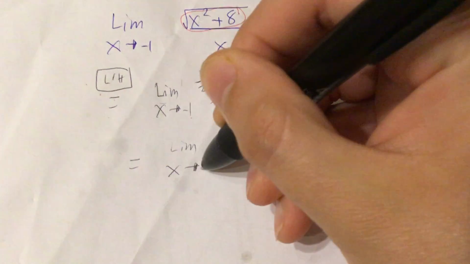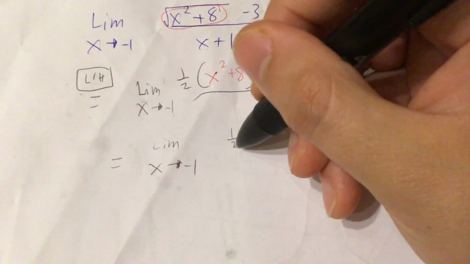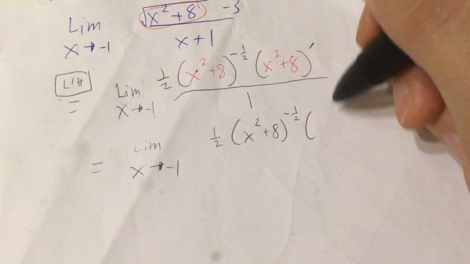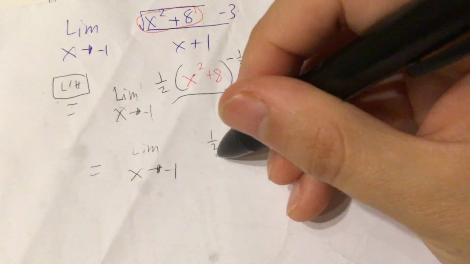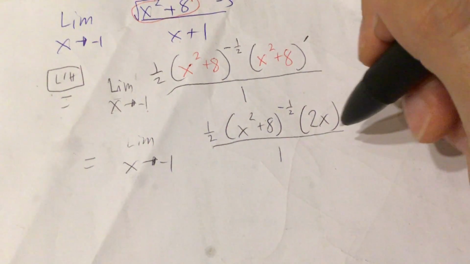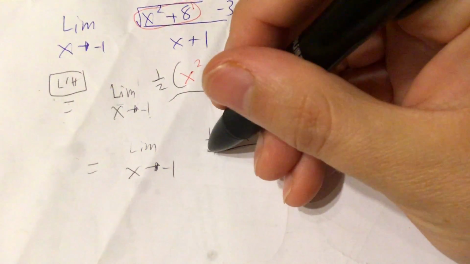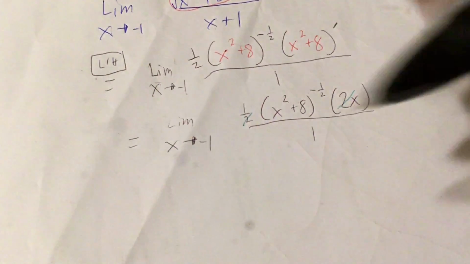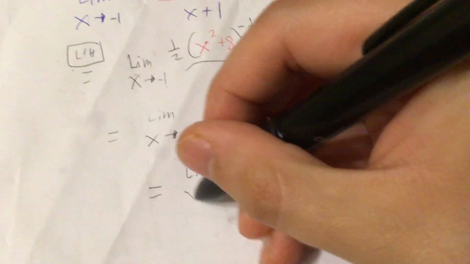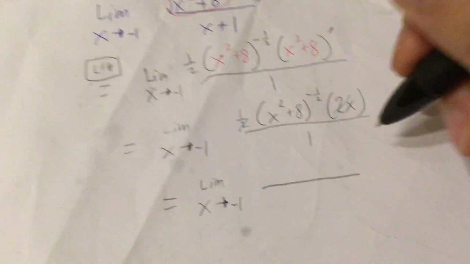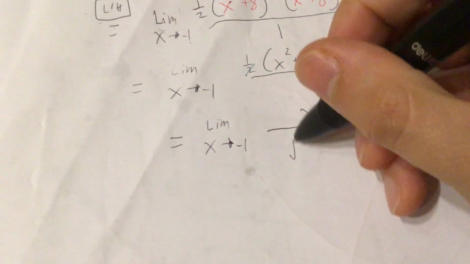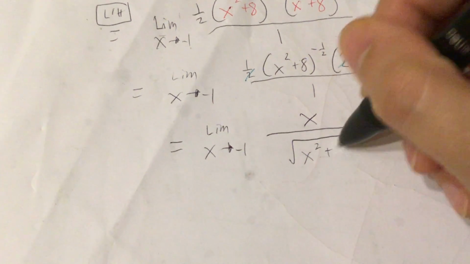And now it just becomes the limit as x approaches -1. So I'm going to get 1/2 of (x squared plus 8) to the -1/2 power. And the derivative of x squared plus 8 is 2x. And all this is over 1. You know what? I don't even need that denominator. But I do know that I can cancel out half of 2x by just making that x. So now, this is literally going to be the limit as x approaches -1. Notice that this x stays on top. This becomes the square root in the bottom. So that becomes the square root of x squared plus 8.